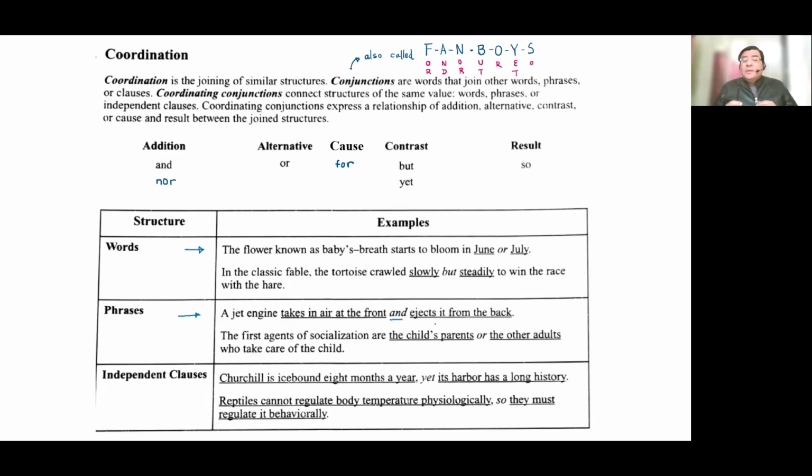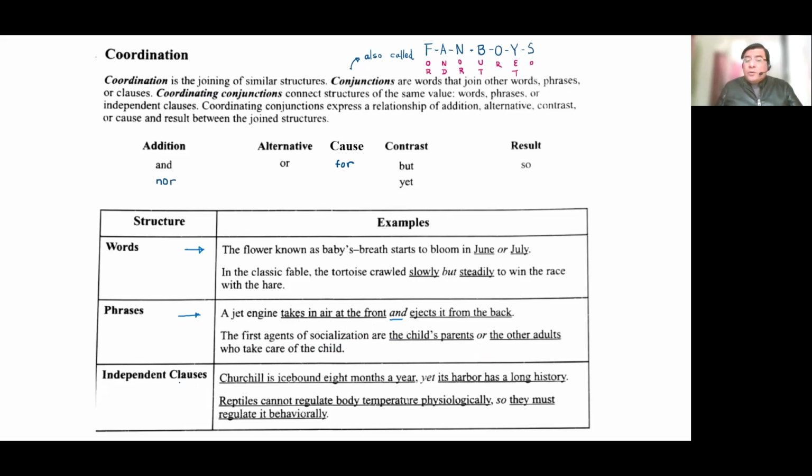In another example, we see the first agents of socialization are the child's parents or the other adults who take care of the child. So we see the 2 underlying phrases. The child's parents is a noun phrase. The other adults is another noun phrase. And we are putting them together using or, which in this case, both are the subject complements of the subject, the first agents of socialization.